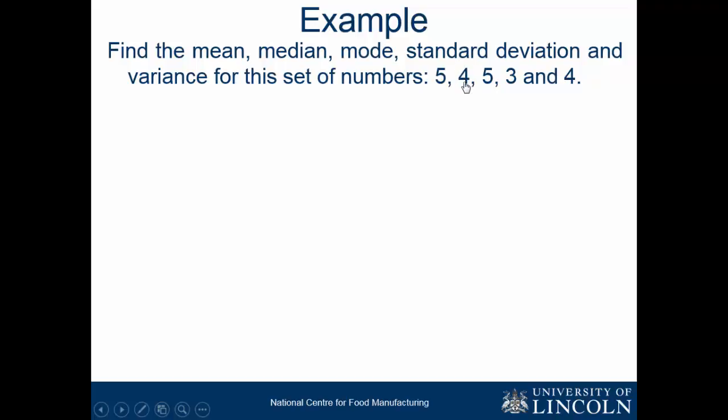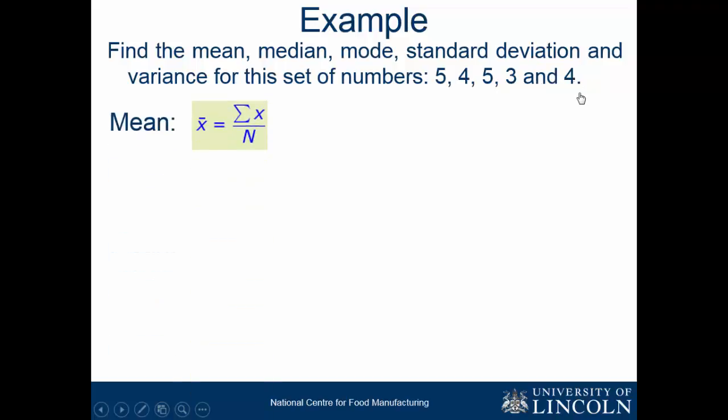We have a set of numbers: 5, 4, 5, 3, and 4. This might be something that we've read from products. Maybe the first product is 5 grams, the second product is 4 grams, the next one is 5 grams, the third one is 3 grams, and the last one is 4 grams. So we want to find the mean.